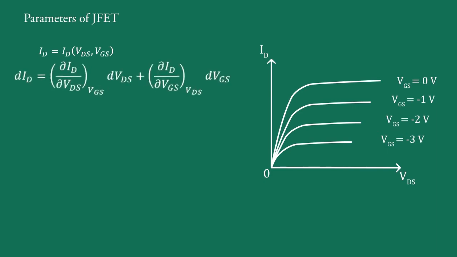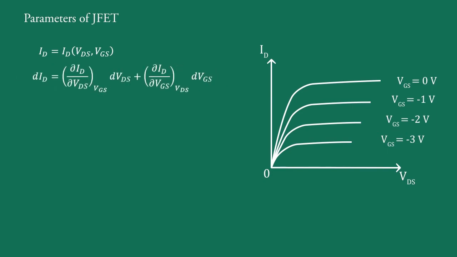Therefore, we may write dID equal to del ID by del VDS at VGS constant into dVDS, plus del ID by del VGS at VDS constant into dVGS.